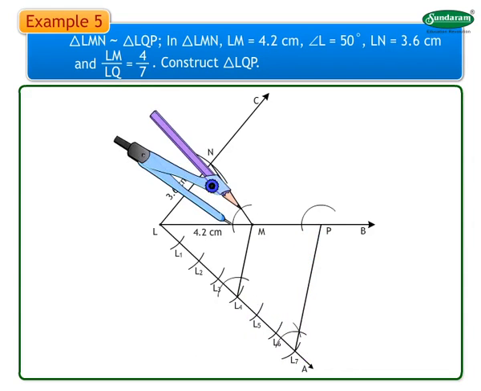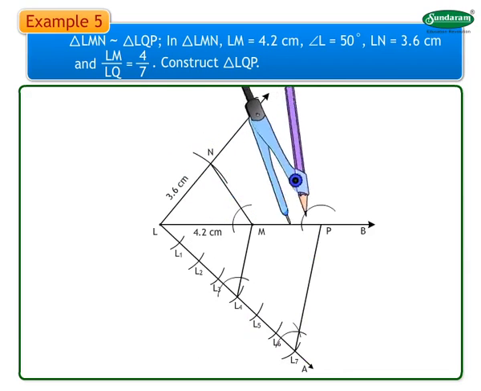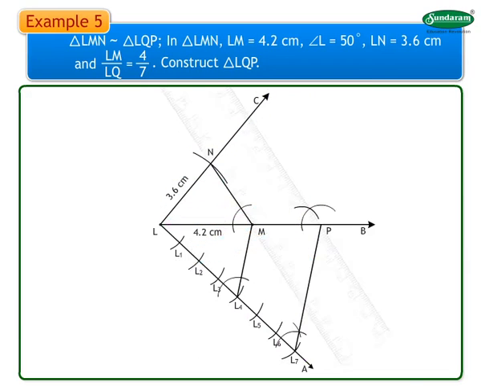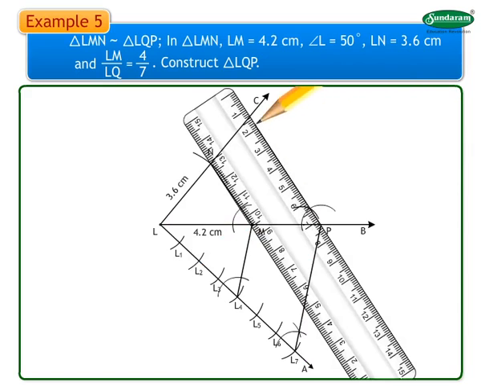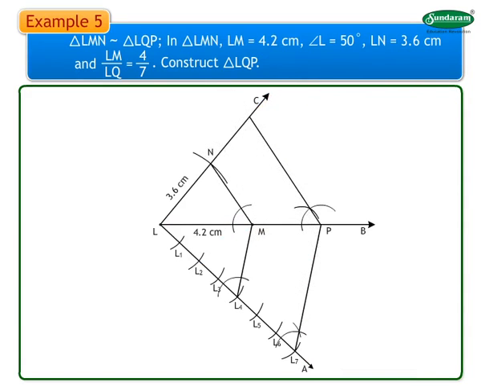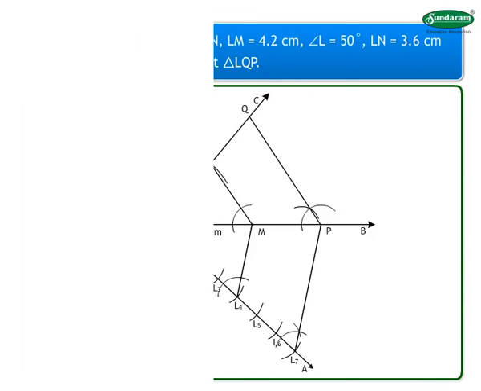Now measure the distance of the arc drawn at point M and cut the arc drawn at point P. Draw a line passing through point P and touching the ray LC at point Q. Thus, we get the required triangle LQP similar to triangle LMN.